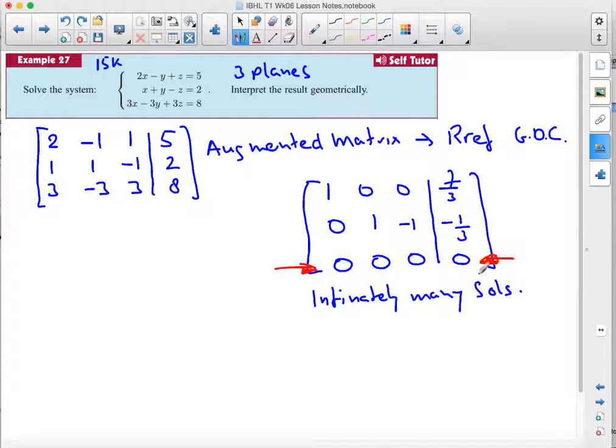Infinitely many solutions. Which means these 3 planes do not come together in a single point, because that would be one unique solution. Neither are they parallel, because with parallel planes there would be no solution. So either they are coincident, which means they're completely the same, or they come together in a line. And that's the case that we have here. These planes come together in a line.